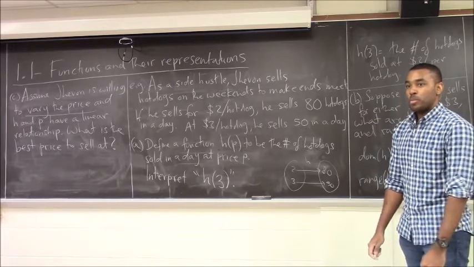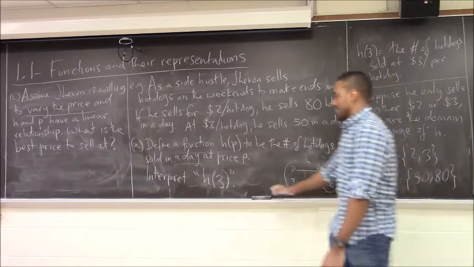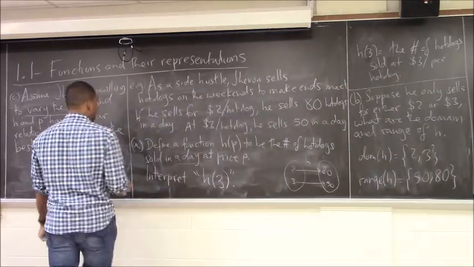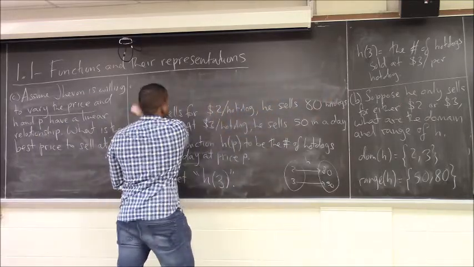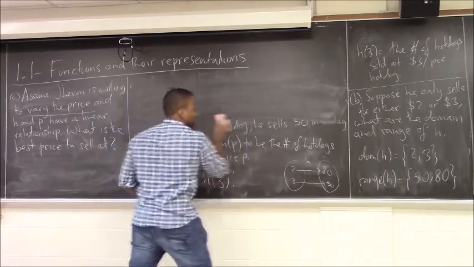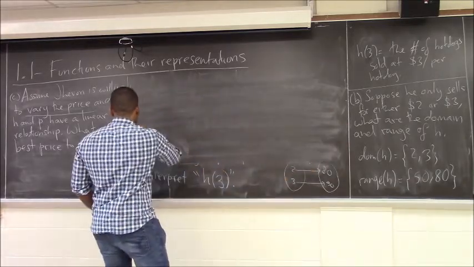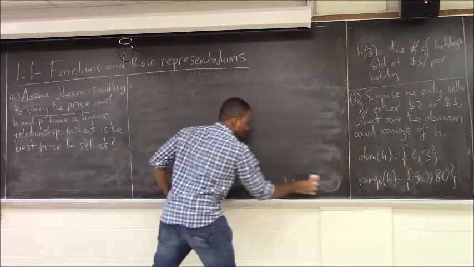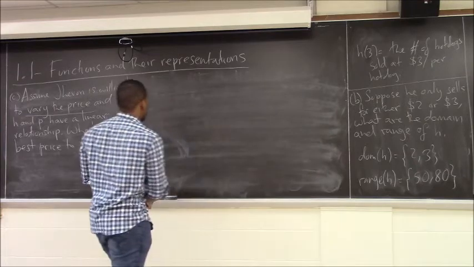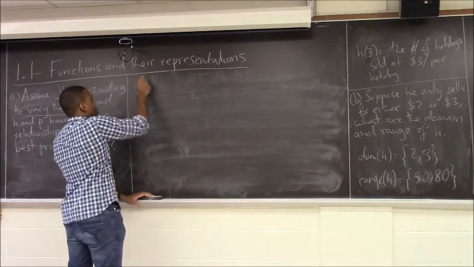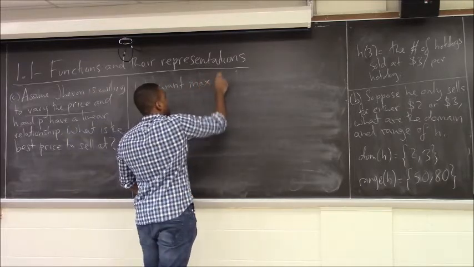You have to define the function. So you're going to define another function? You have to give it a formula. Okay, what's the formula? H of p equals... First you have to interpret best price. What was the best price that we wanted to know? The thing that maximizes revenue, right? Notice here we want maximum revenue.